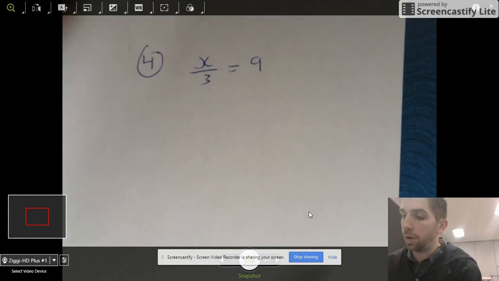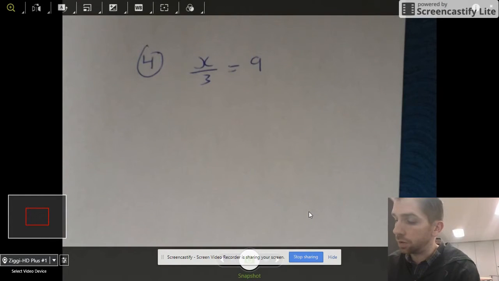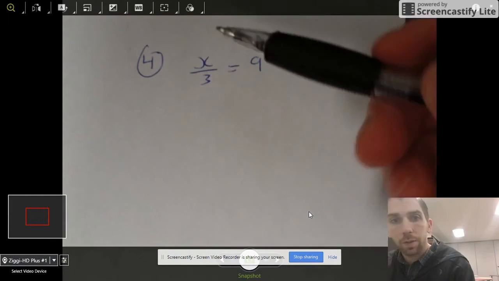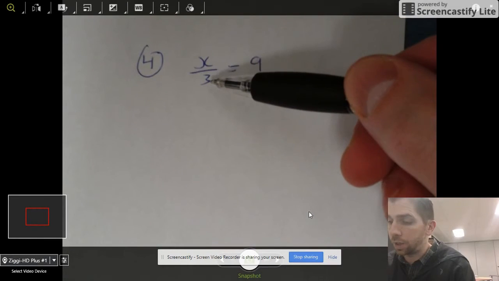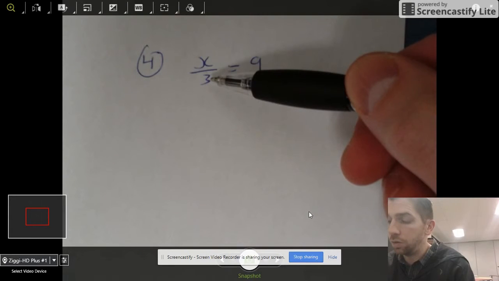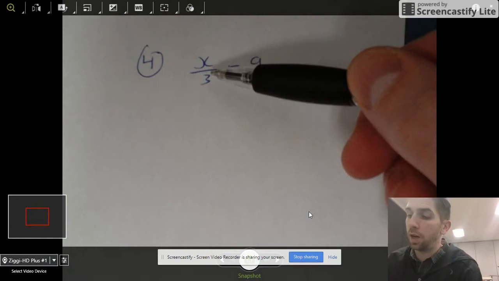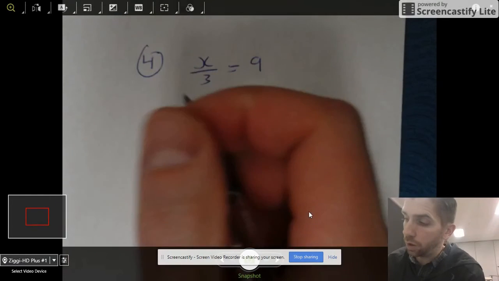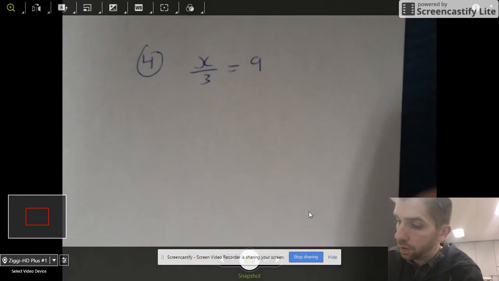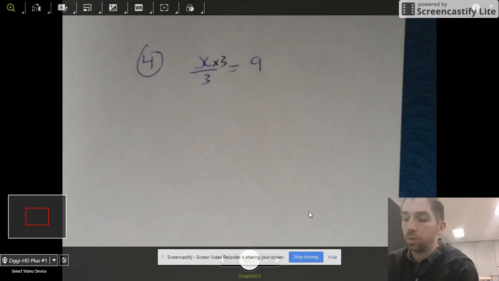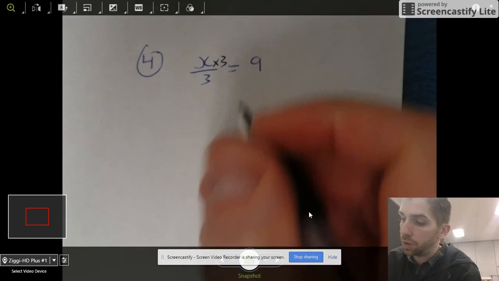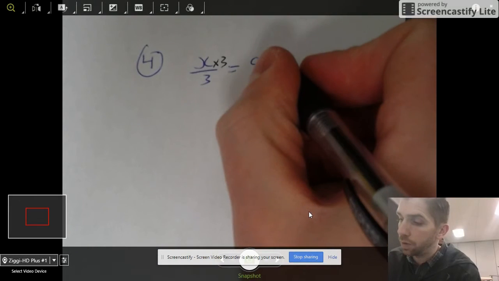We have x divided by 3 equals 9. So what's happening here? Well, I'm dividing by 3. And we want to get x by itself. In order to do so, you need to do the opposite operation. Opposite of dividing is multiply. So I'm going to write over here in my other color times 3. And anything I do to one side of the equation, I must do to the other, times 3.